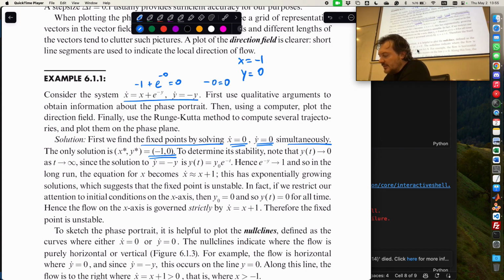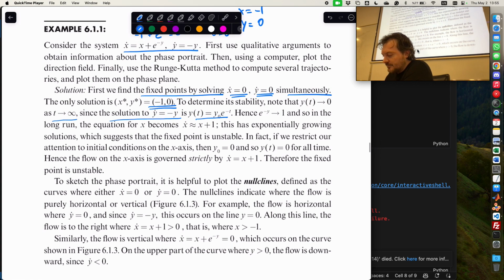To determine its stability, note that y goes to 0 as t goes to infinity, since the solution, this is what you are saying, right?